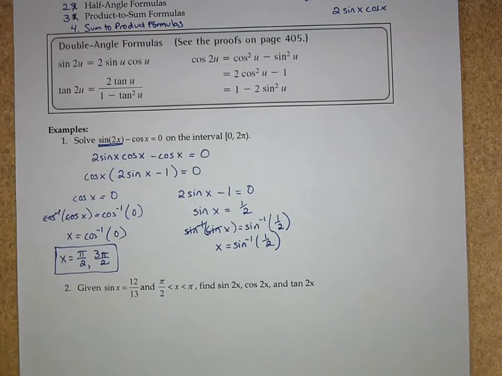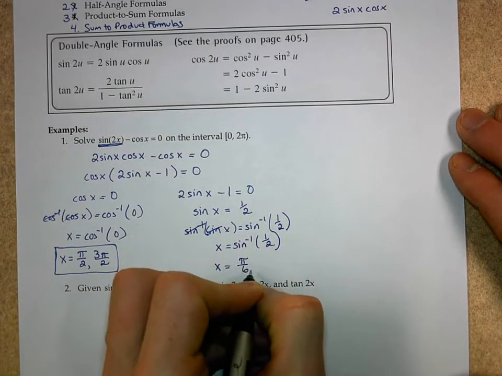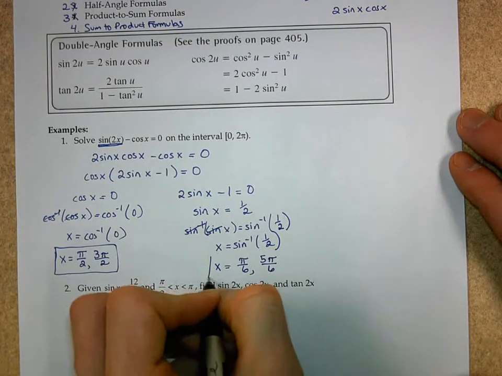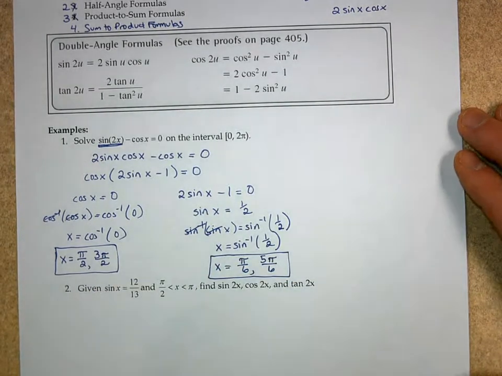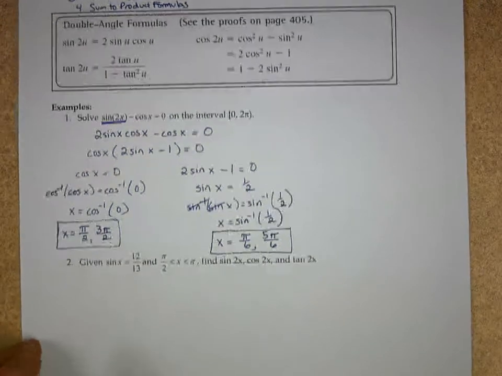And the two values that give us a sine of positive 1/2 in the first and second quadrant end up being pi over 6 and 5 pi over 6. And if I wanted to, I could check those answers by plugging in each of these in for x into my original equation.